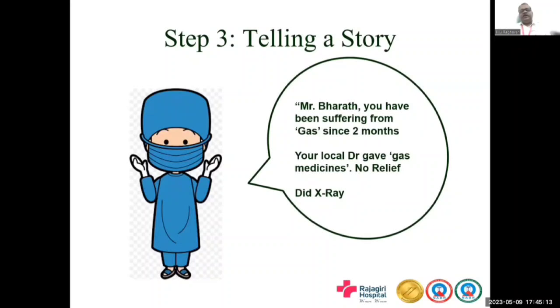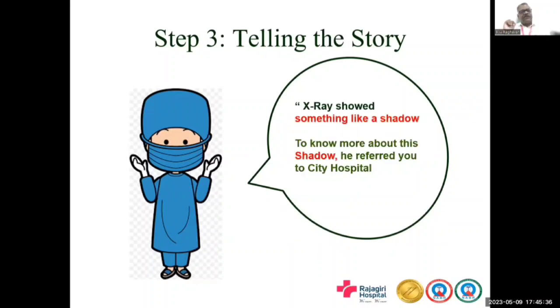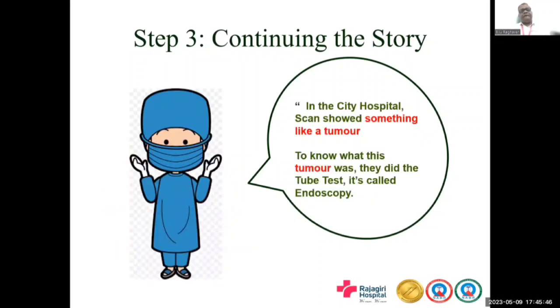Mr. Bharat, you have been suffering from gas since about 2 months, right? And you went to the local doctor and he gave you some gas medicines which you took for about 1 week, but you did not get any relief from it. So I remember you told me that your local doctor asked you to get an X-ray done. Well, the X-ray showed something like a shadow. And to know more about the shadow, he referred you to the city hospital. Oh, I didn't know that. And in the city hospital, they asked you to do a scan, and the scan showed something like a tumor. And to know what this tumor was, they did the tube test called endoscopy.